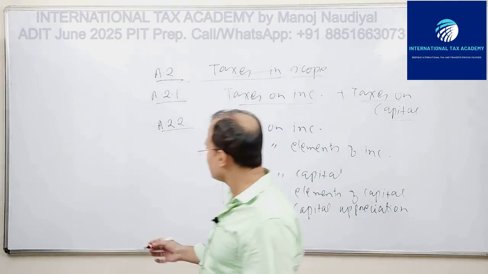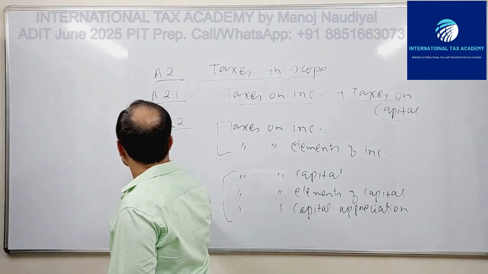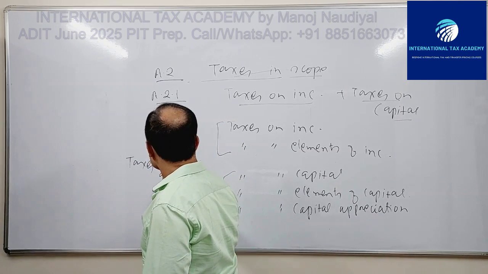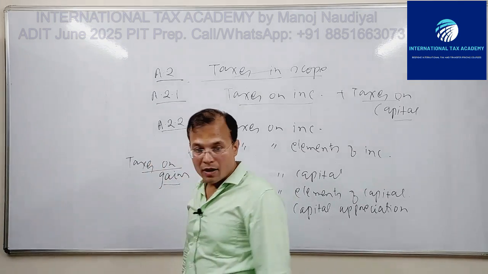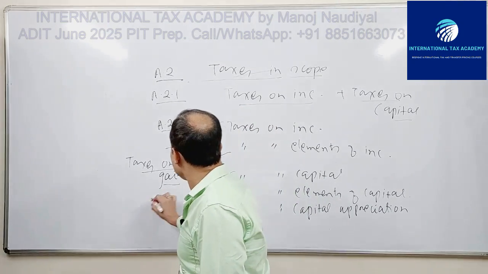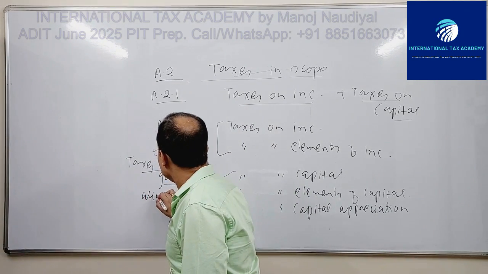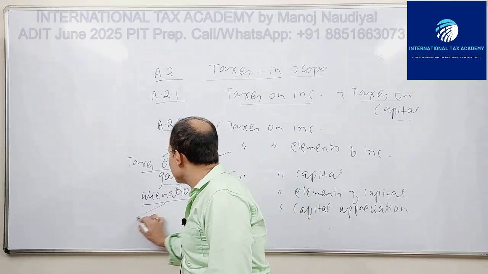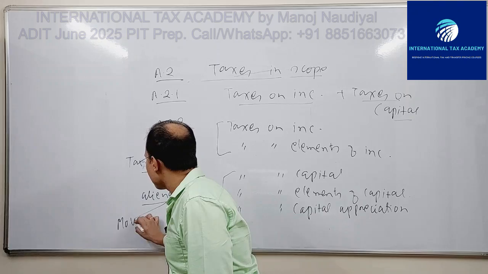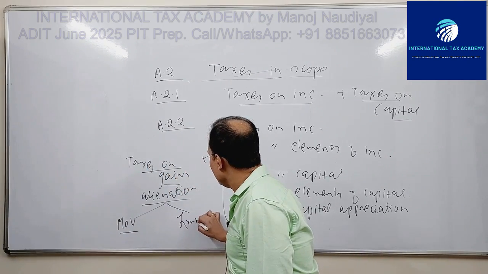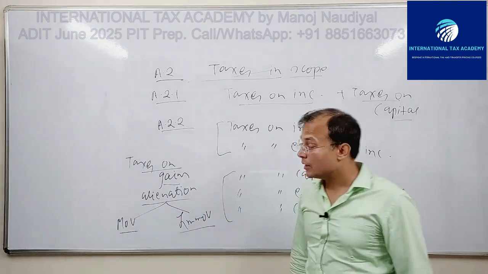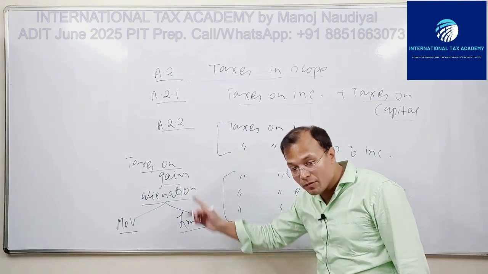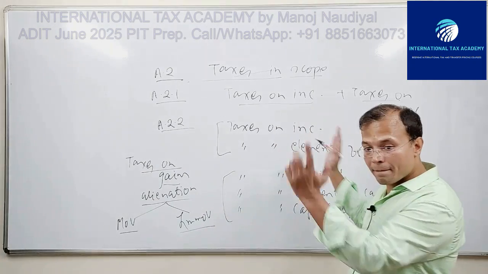It also includes taxes on gains, taxes on gains arising out of alienation, that is, you sell off. What can you sell off? You can sell off movable property, you can sell off immovable property. Taxes on gains arising out of alienation of movable property, alienation of immovable property, they are also included.